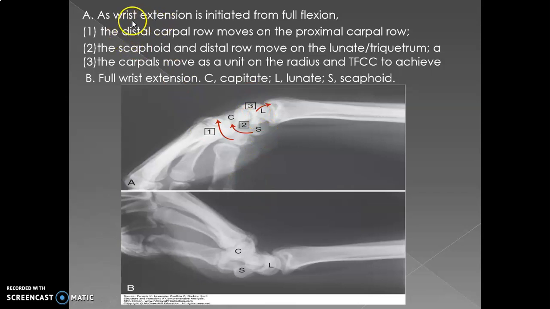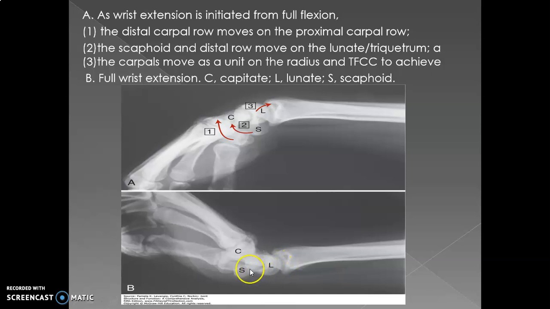So as wrist extension is initiated from full flexion, the distal carpal row moves on the proximal carpal row. The distal carpal row, which includes the trapezium, trapezoid, capitate, and hamate, starts moving. They start moving on whom? On the proximal row. These bones move upward along it, but mild movement of the lunate is also happening.